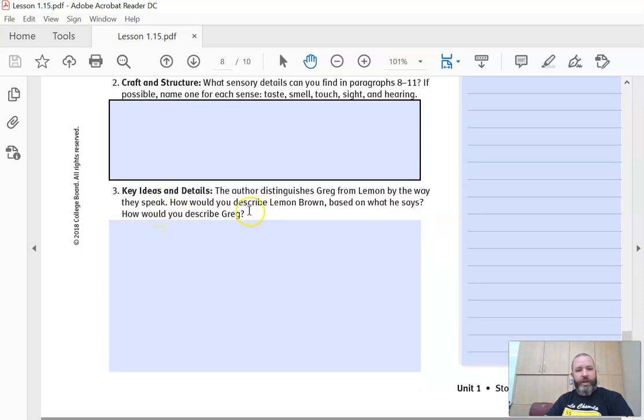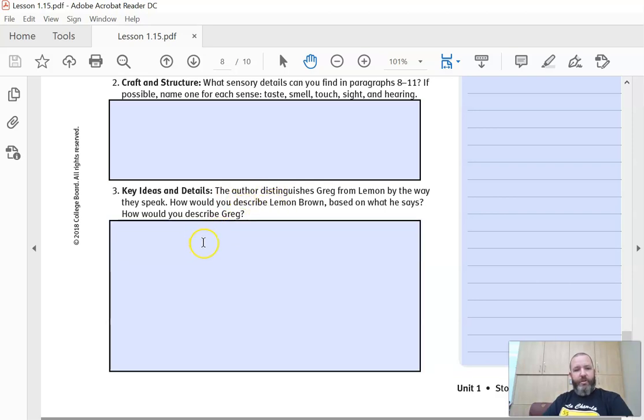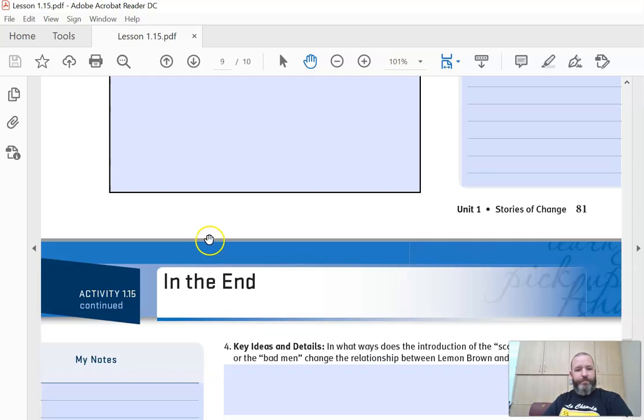Number 3, the author distinguishes Greg from Lemon by the way they speak. How would you describe Lemon Brown based on what he says? How would you describe Greg? This is characterization, how the author makes you learn the character. A lot of times, since we can't see them, it's not a picture book, we get to know them by the things that they say and how they say them, and the descriptions: what people say about them, what they look like, and the things they do. In this case, what can we learn about Greg and Lemon by the way that they talk?